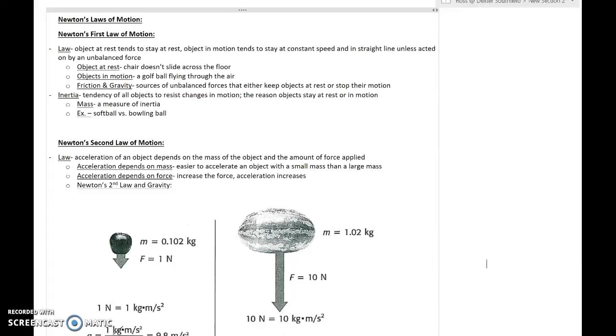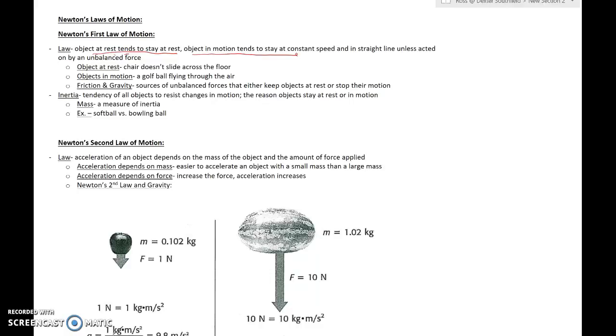So this video series here will be divided up into two segments. The first will cover Newton's first and second laws, and the second video will discuss his third law. So Newton essentially split the same general idea into two laws, his first and second. So the first law states that an object at rest tends to stay at rest, and an object in motion tends to stay at a constant speed and in a straight line unless acted on by an unbalanced force.